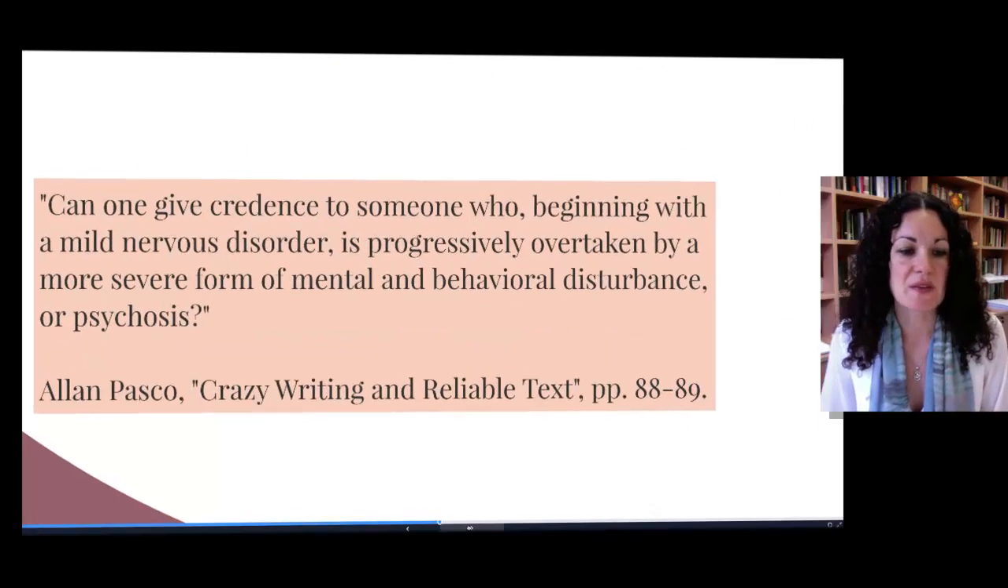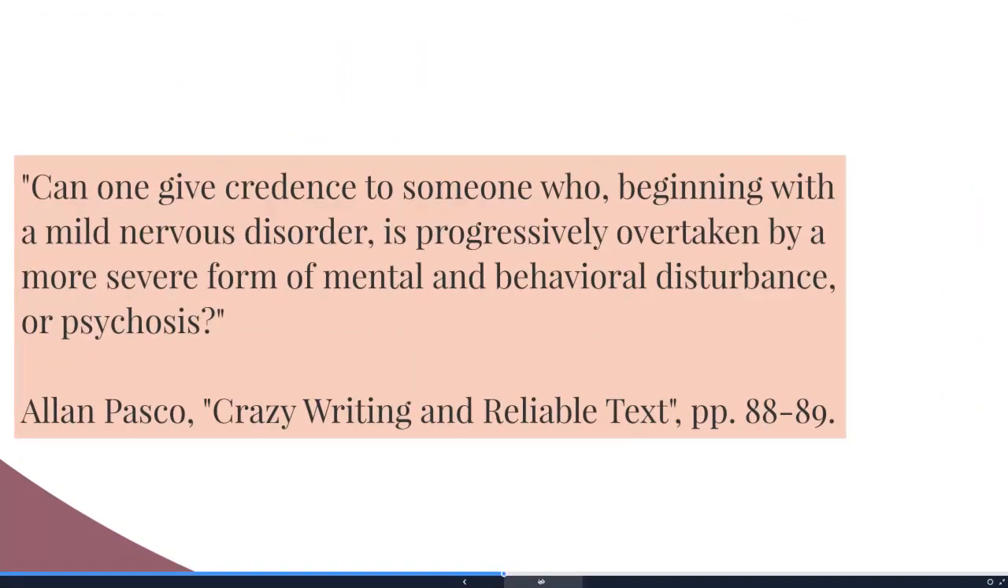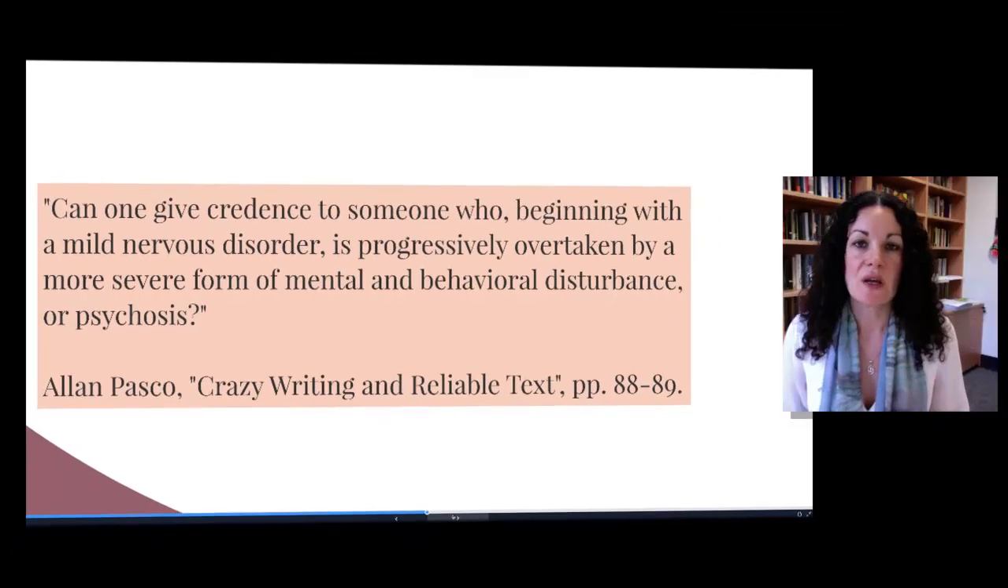Alan Pascoe talks about this in his article Crazy Writing and Reliable Text. And he asks the question, can one give credence? Can one give validity? Can one believe someone who, beginning with a mild nervous disorder, is progressively overtaken by a more severe form of mental and behavioural disturbance or psychosis? So there is a question around the narrative stability of the text.